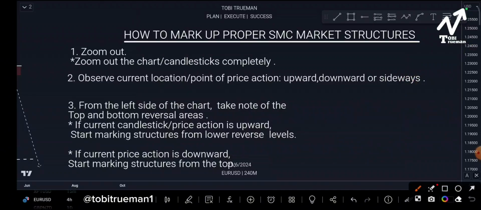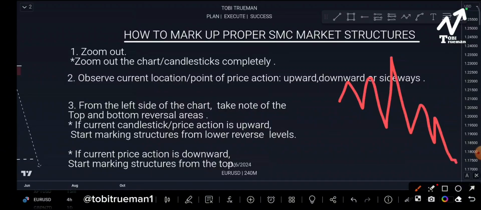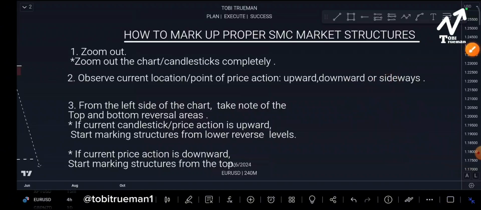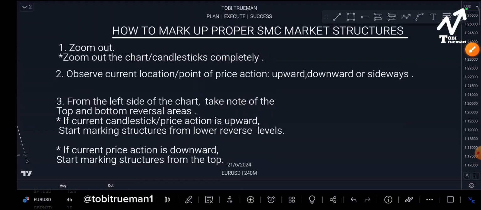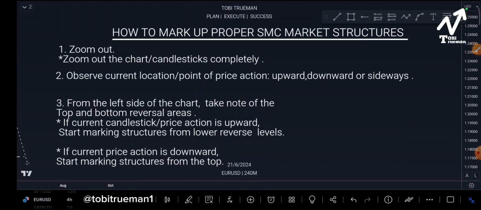The same thing applies when price is downward. Start marking structures from the top. Again, you have not marked out your market structure; you just see the current general view when you zoom out, this is just what price is doing, and then you begin to mark out your structure from the top until you get to the downside. As time goes on with practice, all of this will become very easy and you get used to it. For me also, this is what I've been practicing all this while, and now I understand it very well. I'm trying to pass down the knowledge to you.